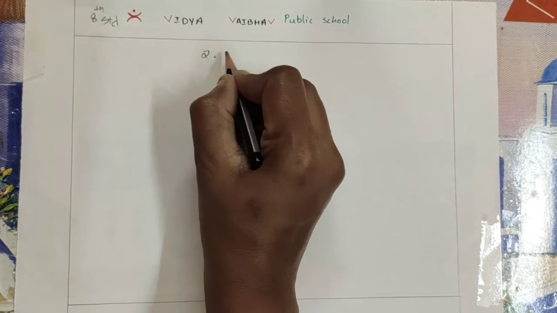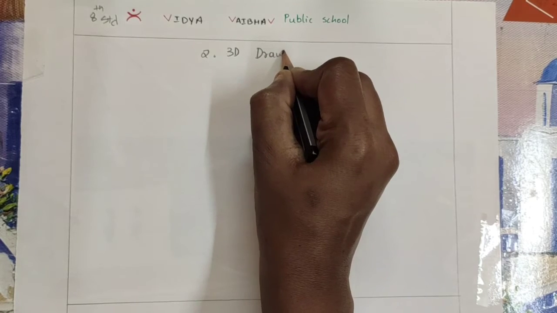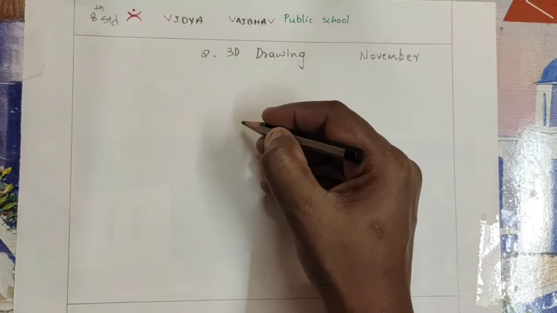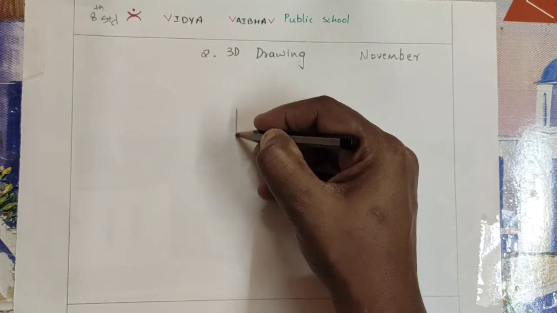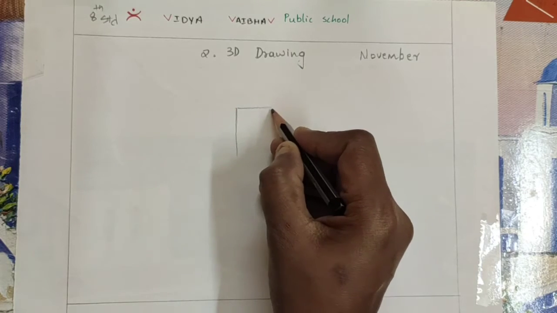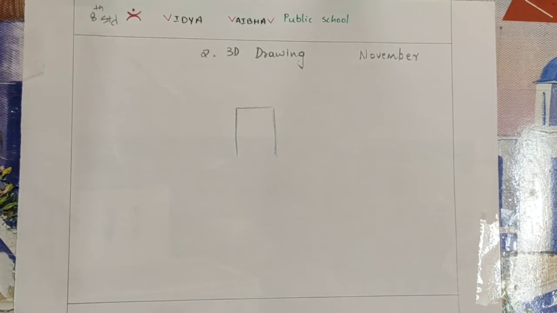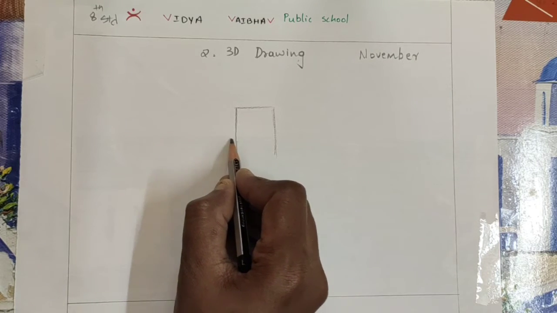The second topic is 3D drawing. This is for the month of November. Now just draw the standing line and sleeping line and again one standing line. It will feel like a door. And again one slant line.